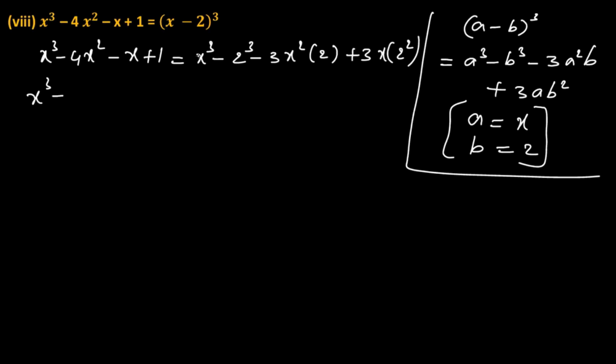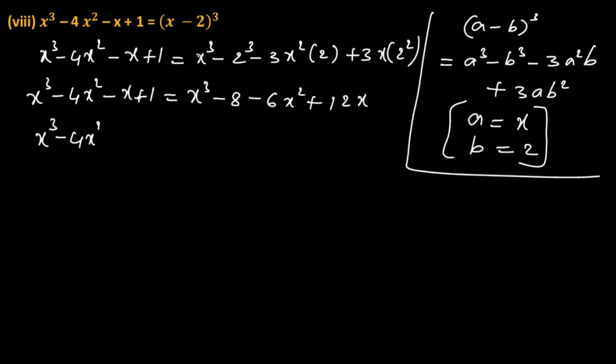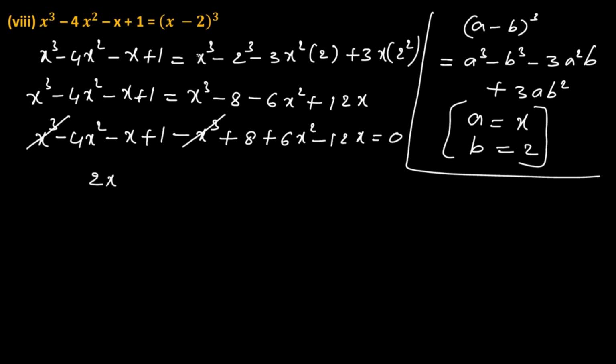Right. So x cube minus 4x square minus x plus 1 is equal to x cube minus 8 minus 6x square plus 3 fours are 12, 2 square is 4, 12x. Let's take the right hand side terms to the left hand side. x cube minus 4x square minus x plus 1 minus x cube plus 8 plus 6x square minus 12x is equal to 0. Plus x cube and minus x cube got cancelled. 6 minus 4 is 2x square, minus 12 and minus 1 is minus 13x. 1 plus 8 is plus 9, is equal to 0.